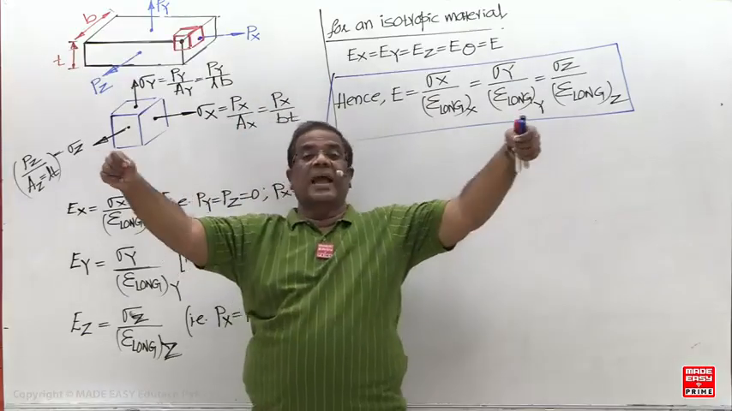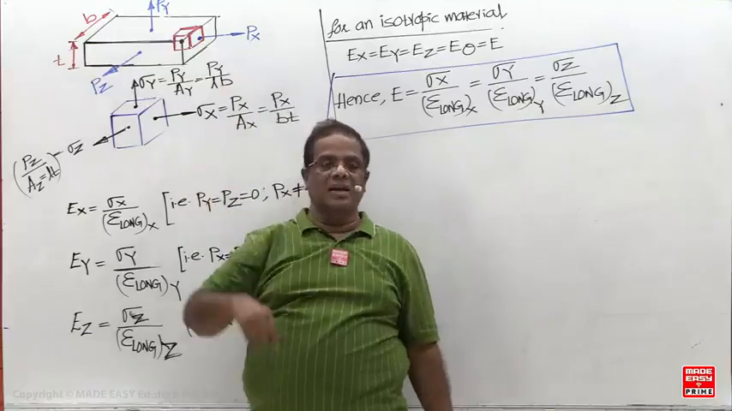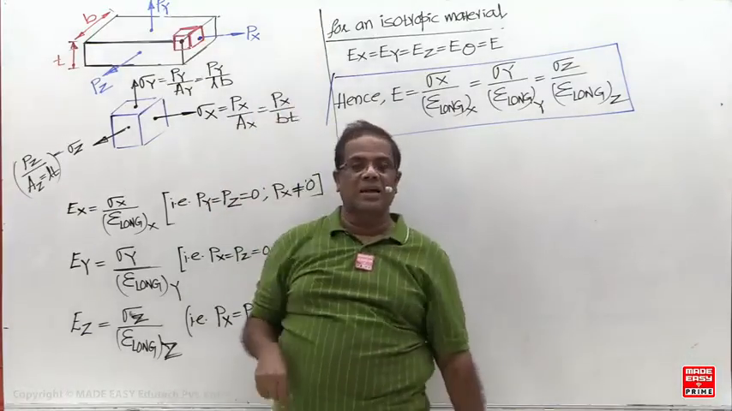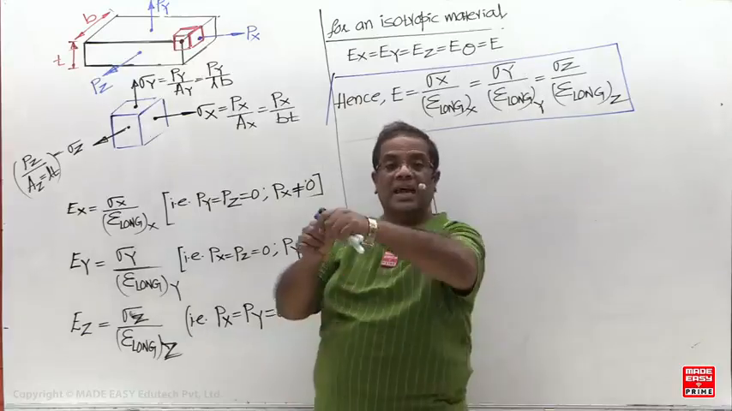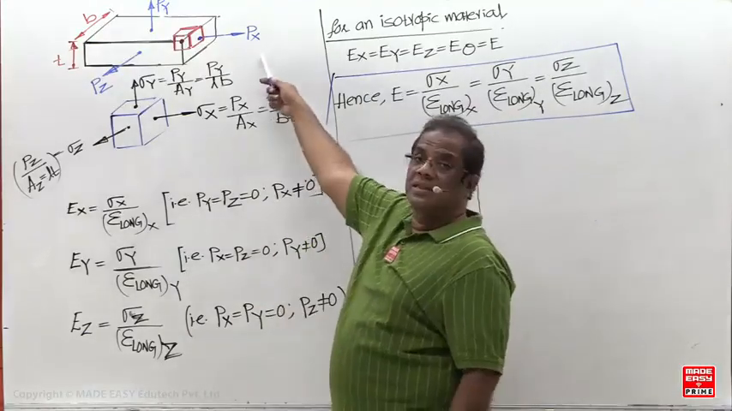Due to Px, there is a longitudinal strain in the x direction, and lateral strains in y and z. Due to Py, there is a longitudinal strain in the y direction, and lateral strains in x and z. Similarly, due to Pz, there is a longitudinal strain in the z direction, and lateral strains in x and y. So in total, how many strains are there in these three directions?